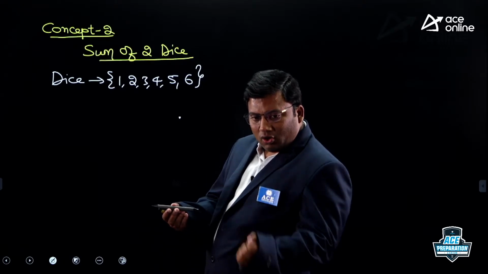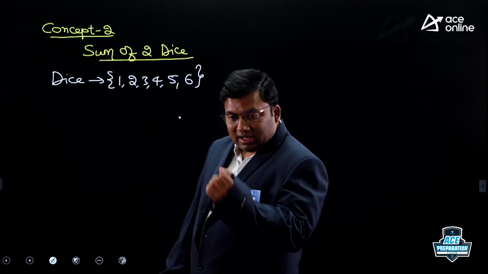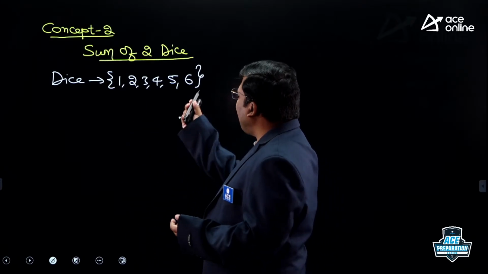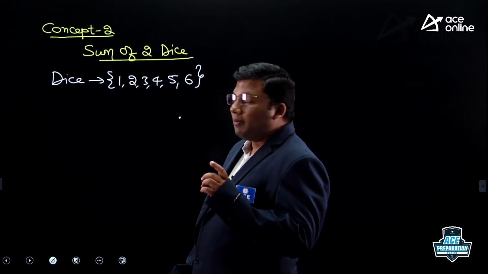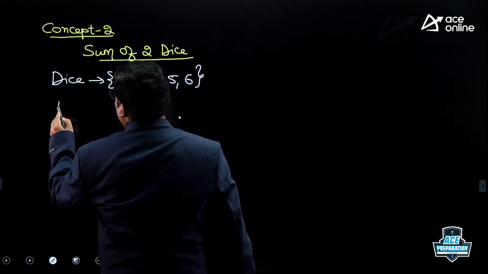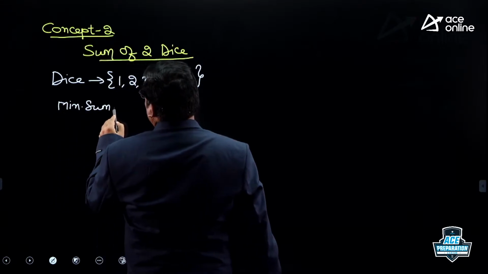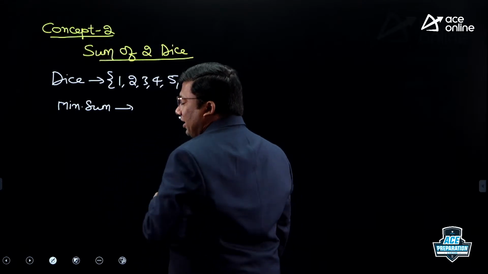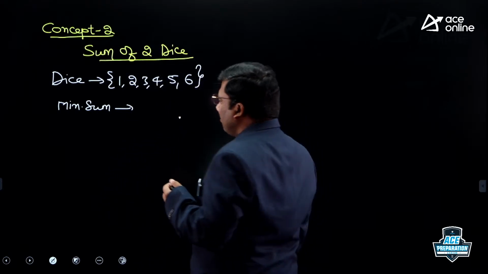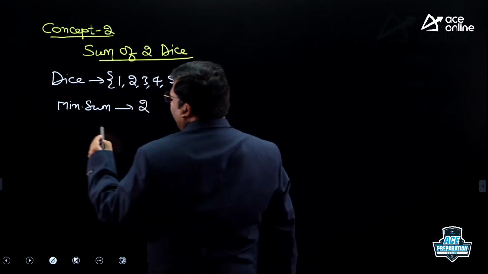Suppose if I roll a die, what is the minimum value that will come on the die? 1. If I roll a die, what is the maximum value that will come? 6. But I am rolling how many times? 2 dice. That means minimum sum will be, minimum in first rolling it is 1, right? Second rolling also 1. Minimum sum will be 2.